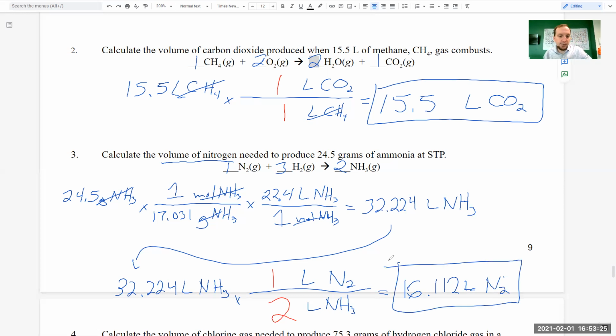So that one was a little bit more challenging in that they gave us the wrong unit to start with. They gave us grams. So I had to go from grams into moles, moles into liters. Once I had that, I could finally do what we had been doing on the previous examples, which is converting liters of ammonia into liters of nitrogen, again, using the chemical reaction provided to us. Okay. We have one more, so let's go ahead and do number 4.